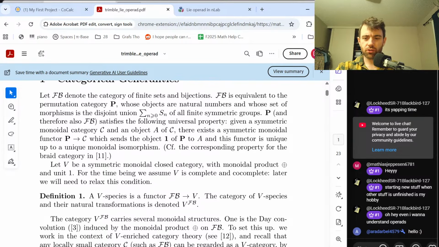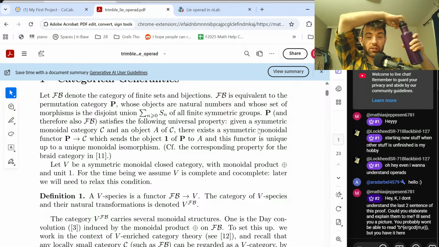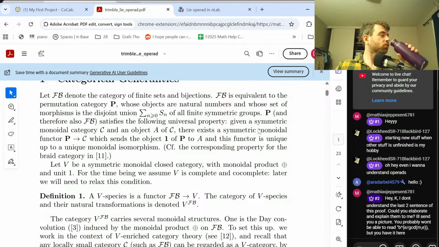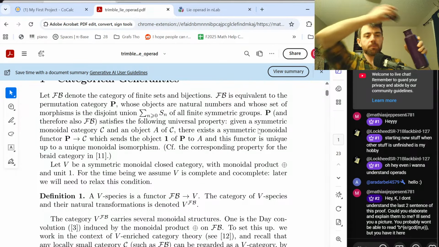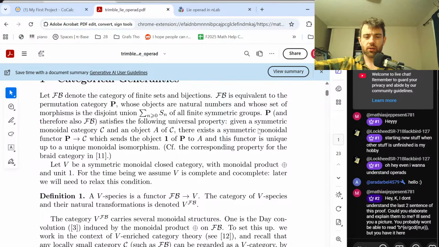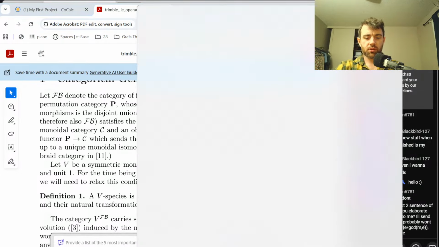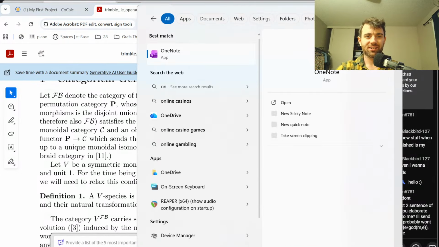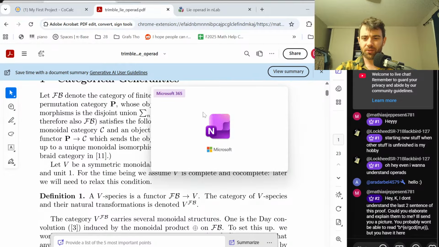What strange notation. Hello, Arad. FB is the category of finite sets and bijections. Okay, actually, I guess that makes sense. Equivalent to the permutation category. I'm not familiar with that notation, but the fact that it's equivalent kind of tells me everything I need to know.